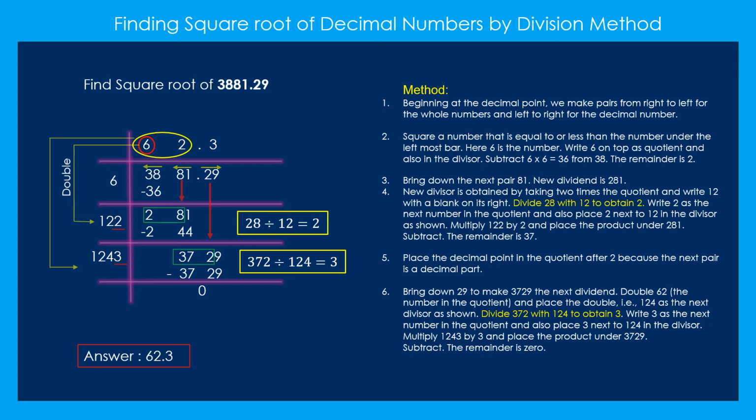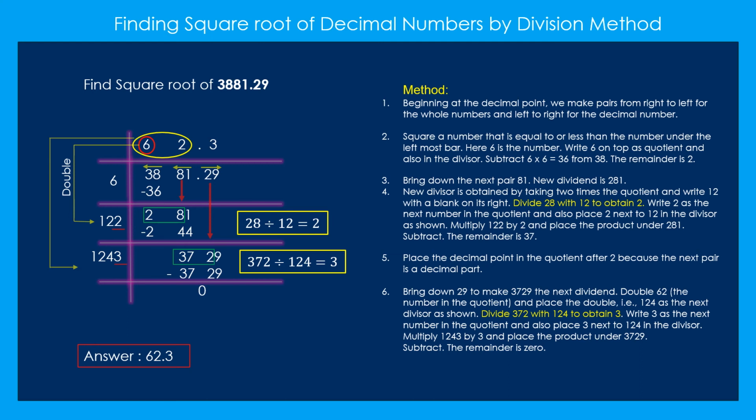So 281 is your new dividend. To find the new divisor, you double the quotient here. Your quotient here is 6. So when you double the quotient, you get 12. So you write 12 as a new divisor, and then beside 12 towards the right side, you write a blank space. We need to fill a number here in the blank space.